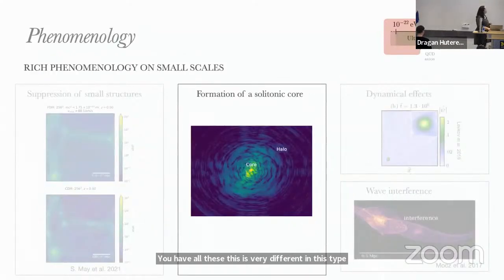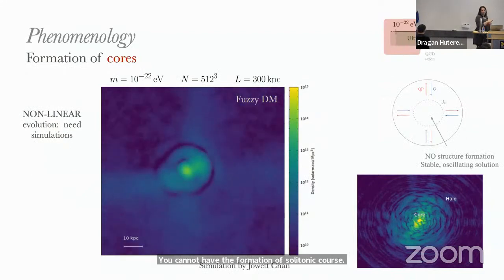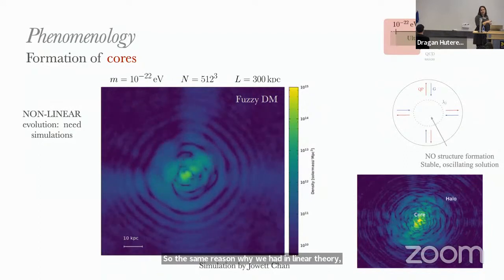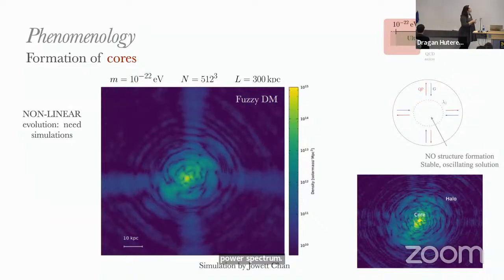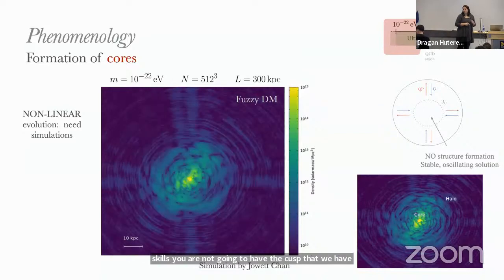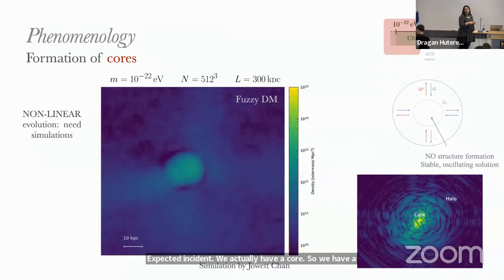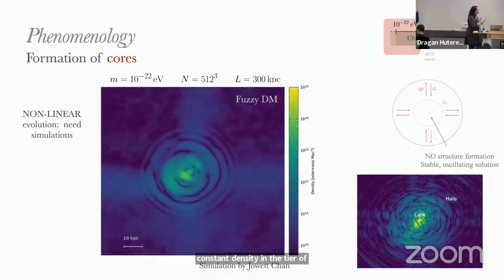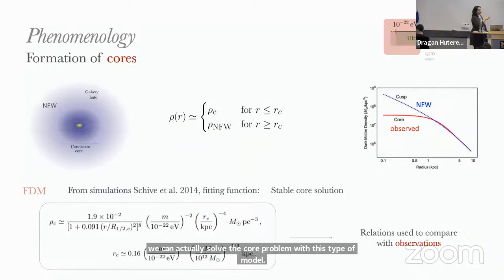You can also have the formation of solitonic cores. The same reason why we had in linear theory, because of the Jeans length, you have the suppression of the power spectrum. This means that when you form the halo in the nonlinear scales, you are not going to have that cusp that we have for NFW expected in CDM. We actually have a core. So we have a constant density in the interior of galaxies. And we can see that from simulations. So we can actually solve the cusp-core problem with this type of model. So instead of having a cuspy profile, we expect a core.